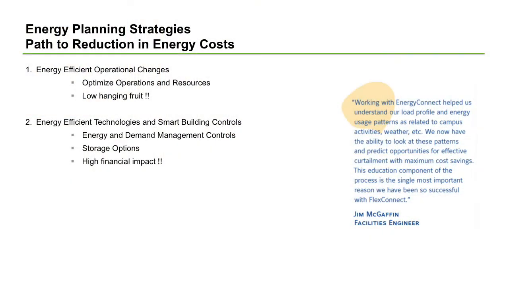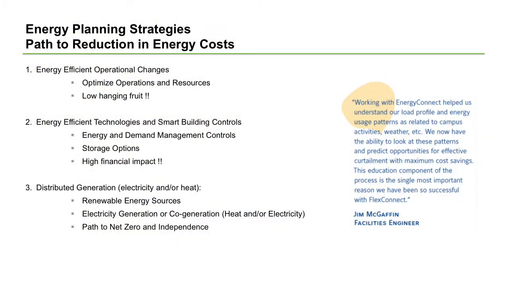The second part of this energy plan is really to reduce energy use through efficient technologies. You can start with energy and demand management controls. There's storage options that can offset energy usage during times that are high cost to low cost, and this can have a very high financial impact. You really want to consider doing these things first because you don't want to generate power for that which you really don't need to be using.